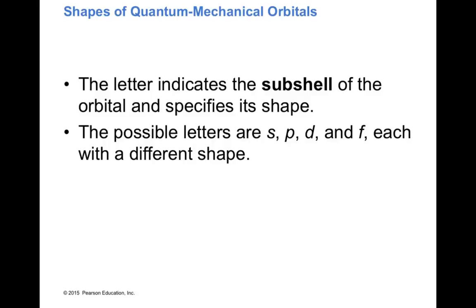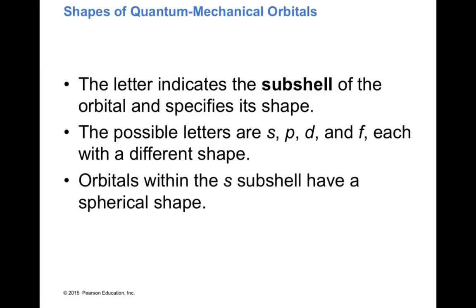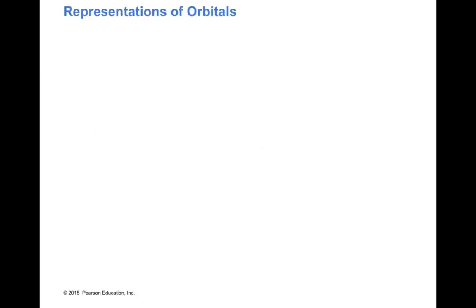So we have 4 different subshells: the subshell S, the P, the D, and the F, and each of them has a specific shape, and we're going to discuss that a little bit later. The orbitals within the S subshells have a spherical shape. All the S subshells have a spherical shape.